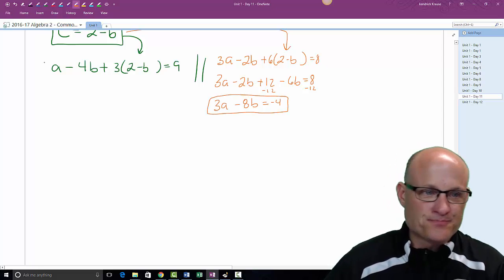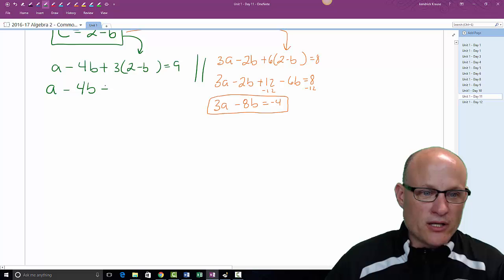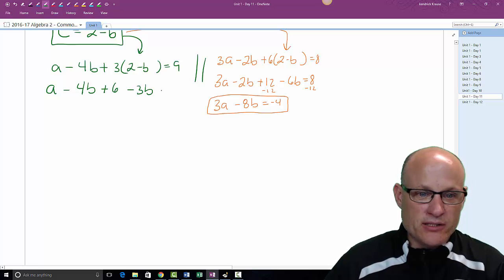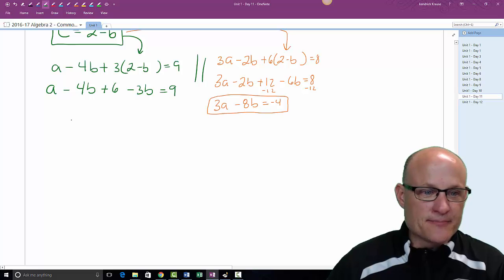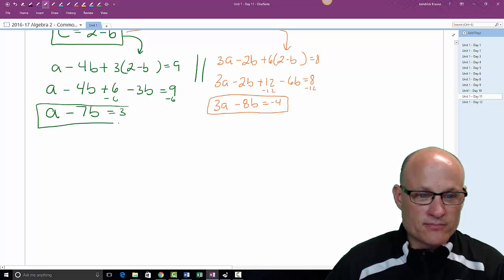Hopefully I didn't make a mistake. A minus 4B plus 6 minus 3B equals 9. Only one A. A minus 7B, and I'm going to subtract the 6 from both sides, equals 3. There's my second equation.